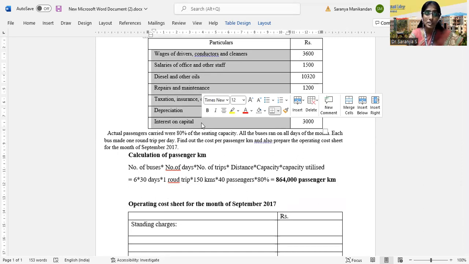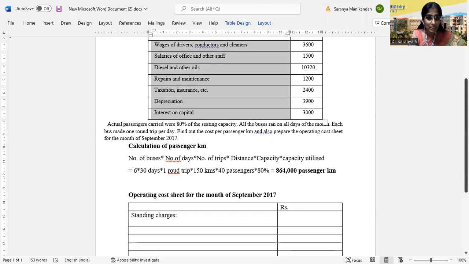Okay, there are some items which we need to meet irrespective of the vehicle run. Whether the vehicle is running or not, we need to meet some expenses like we need to pay salary to office staff. The depreciation we have to meet, interest on capital. So these are the standing charges, which means it will remain fixed. And the other one is variable charges. So based on the number of kilometers the vehicle runs, accordingly the expense may vary. Correct? That will come under variable charges. Now we'll start with standing charges.